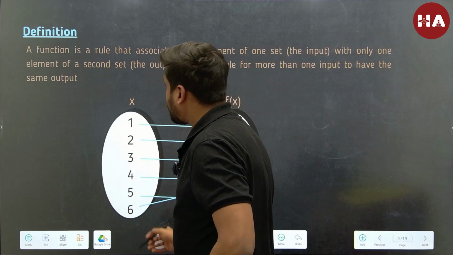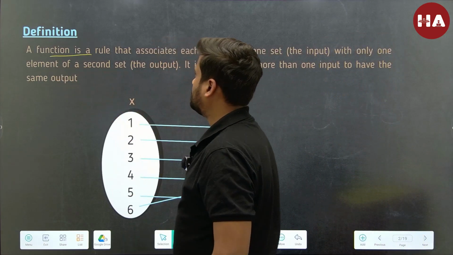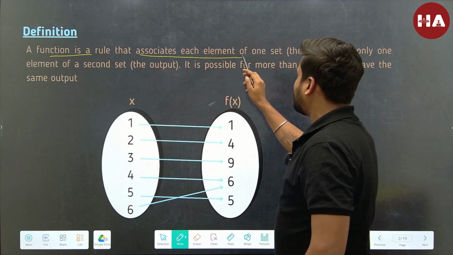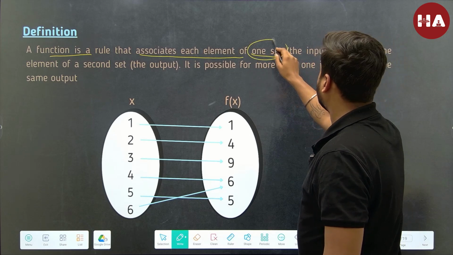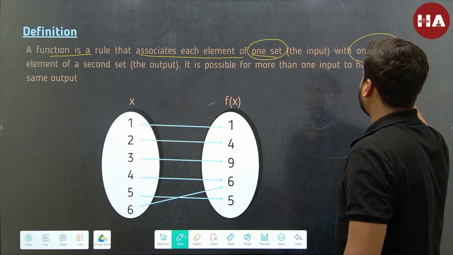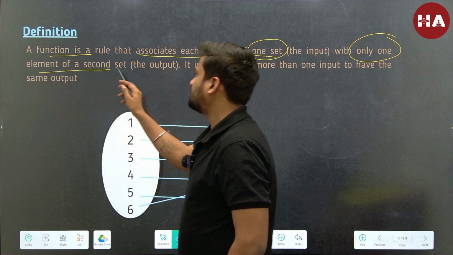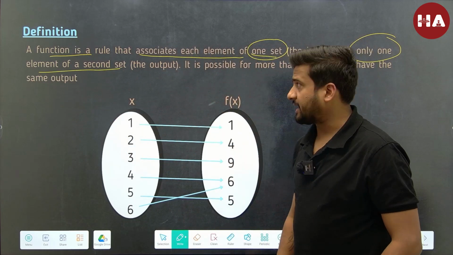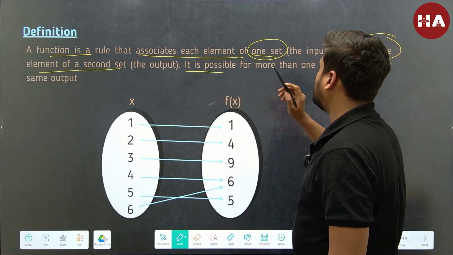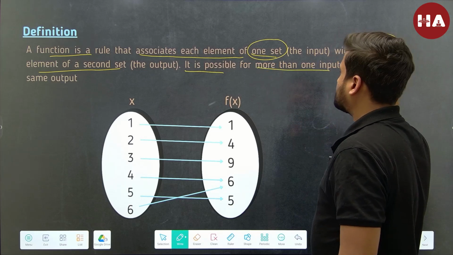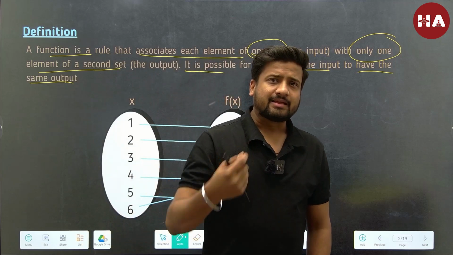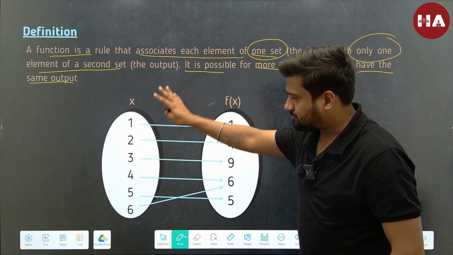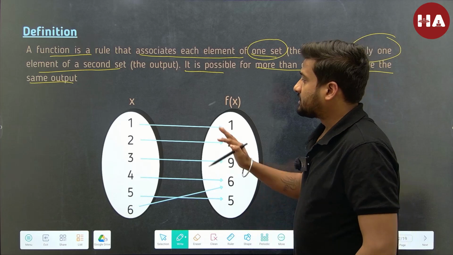The definition says a function is a rule that associates each element of one set, right? This is important, with only one element of a second set. It is possible for more than one input to have the same output. Now let me just explain using the diagram.